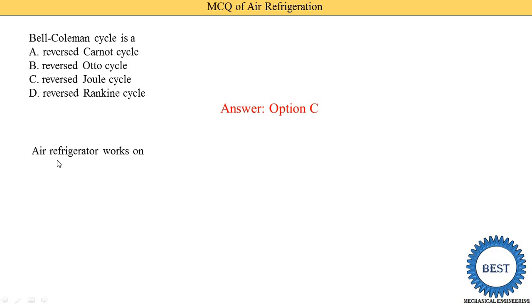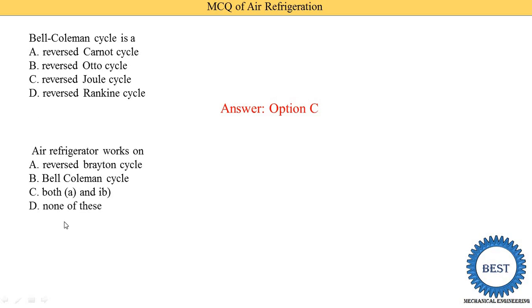Second question: air refrigerators work on reverse Brayton cycle, Bell-Coleman cycle, option C both A and B, and none of these. Here the answer C is correct, both A and B, because the air refrigerator works on the Bell-Coleman cycle, which is also known as the reverse Brayton and the reverse Joule cycle. Now suppose in this MCQ option C is given as reverse Joule cycle and option D is all of the above. Then the answer is all of the above.